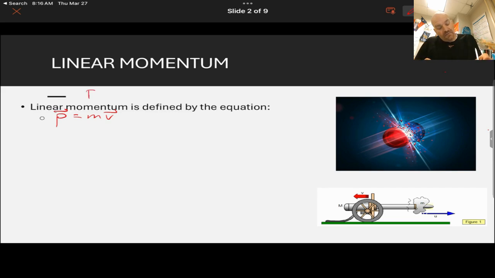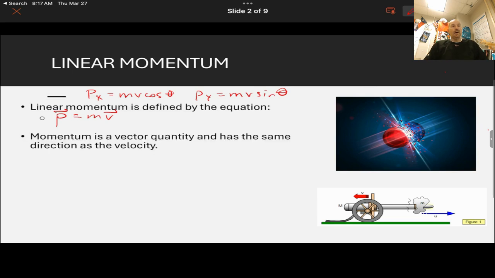If you're looking for P sub x, it'd be mv cosine theta. If you're looking for P sub y, it'd be mv sine theta. Again, the cosine and sine go based on the angle that you know. And again, in physics, we like to use the horizontal angle and not necessarily the vertical angle.